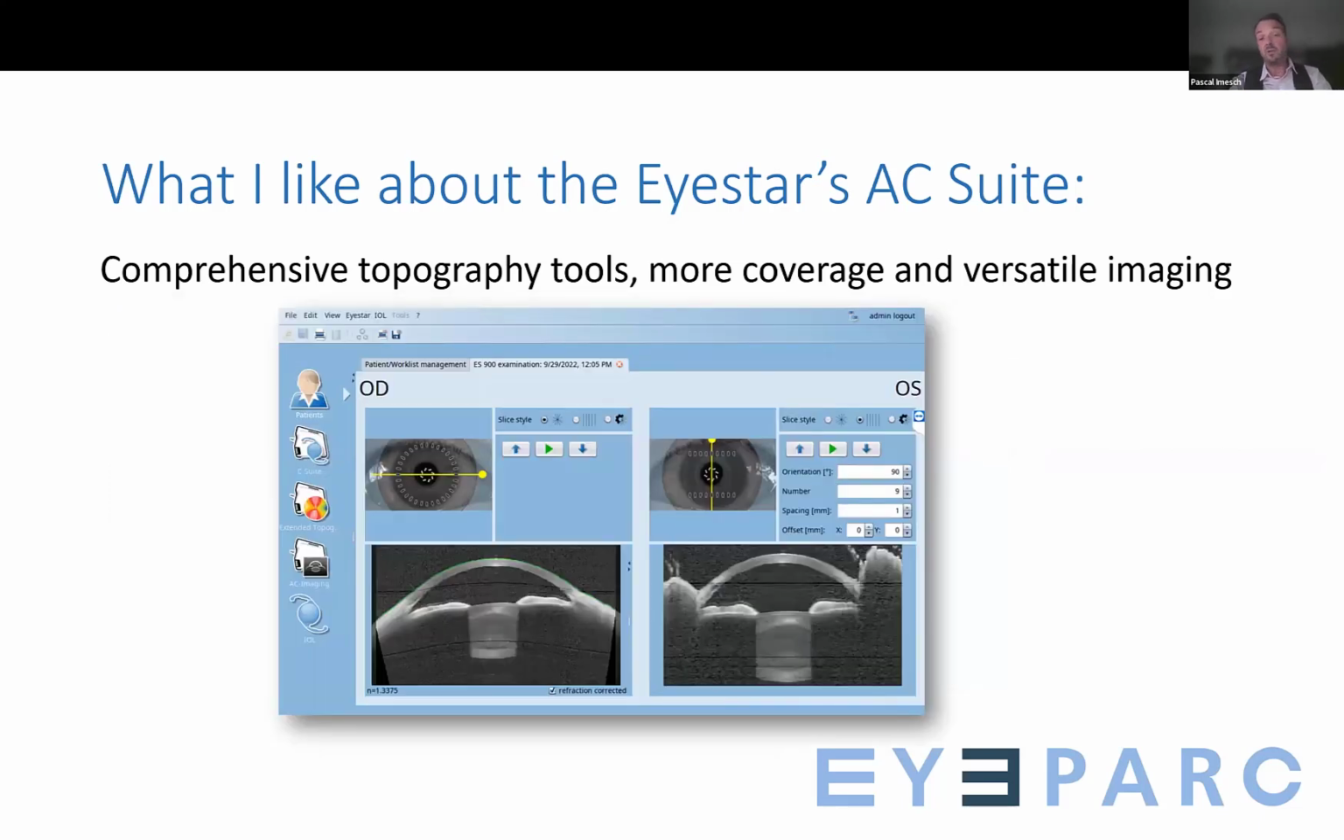Additionally, you can make slides through the anterior chamber to assess the angle with one image also. They are not extremely pretty, I agree, but they work. And you can then even measure the angle that you have here in the eye and quantify it, whatever it may be.